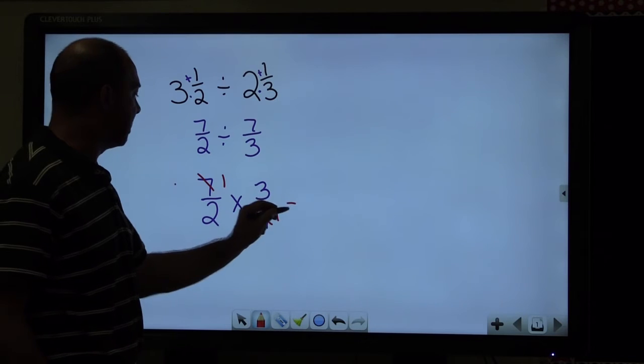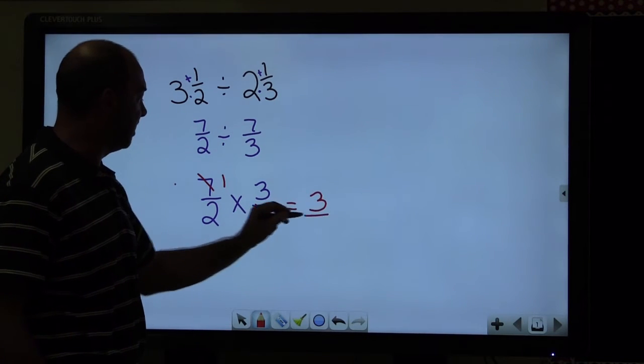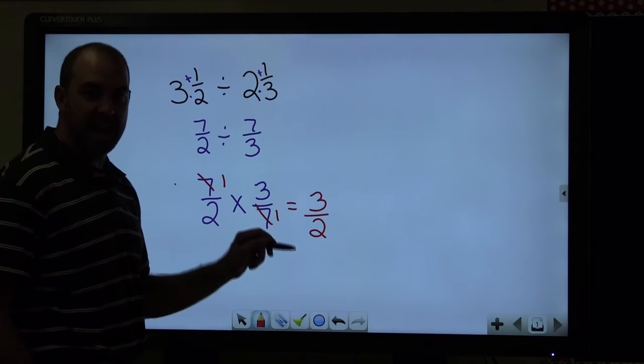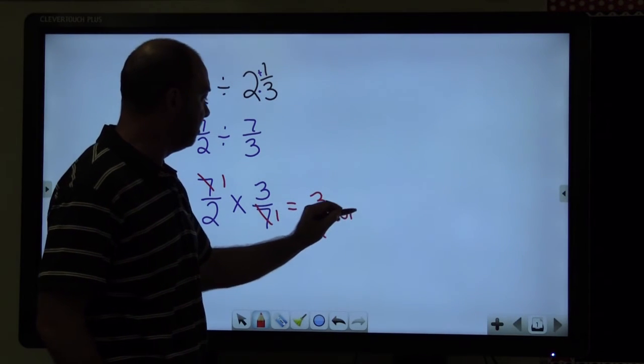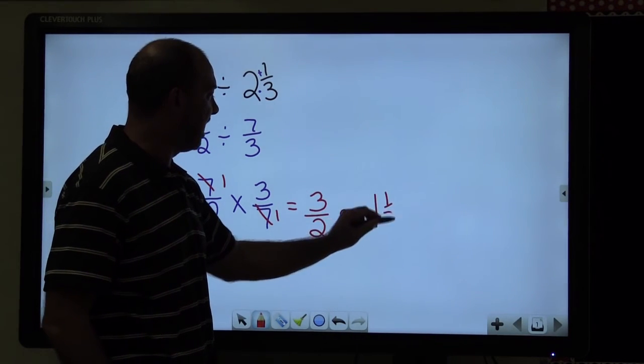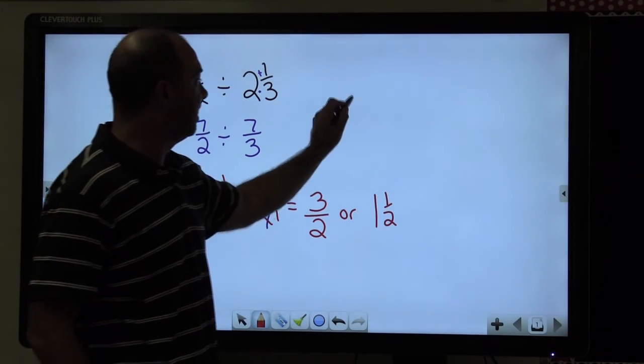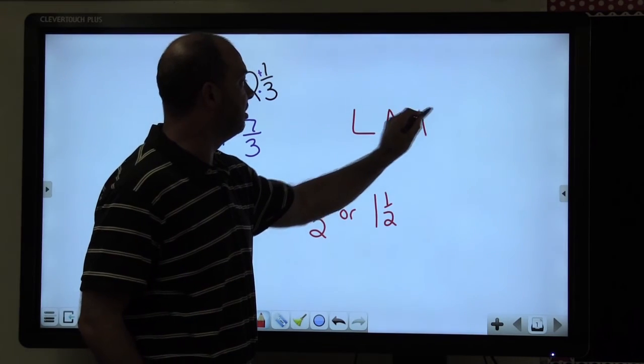And that leaves us 1 times 3, which is 3. 2 times 1, which is 2. So the answer is 3/2, or 1 1/2. And again, that's dividing complex fractions using LMR.